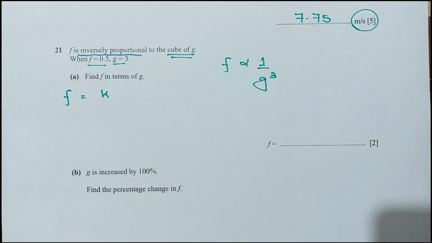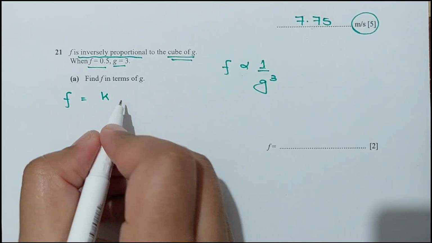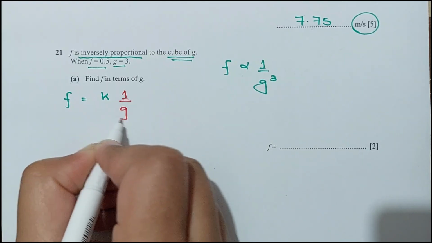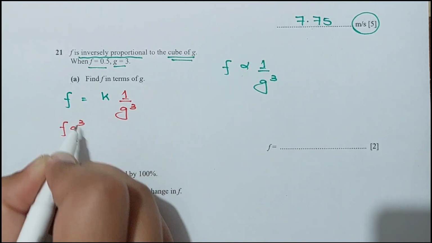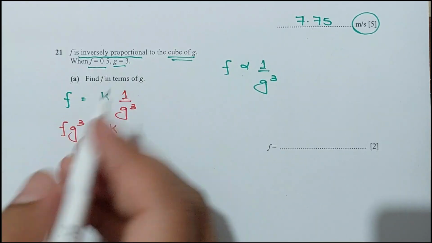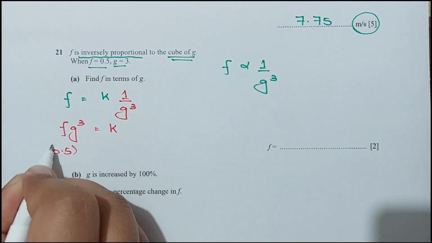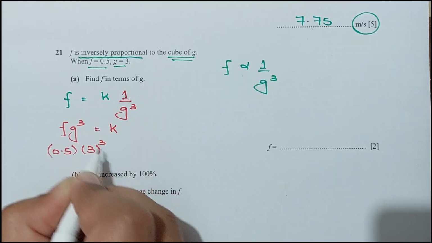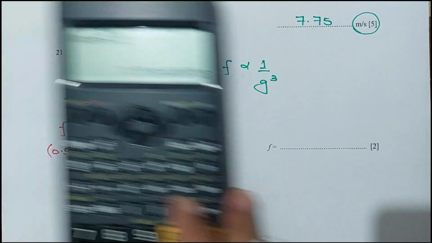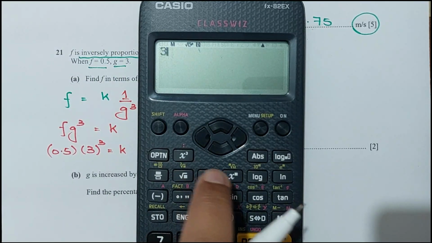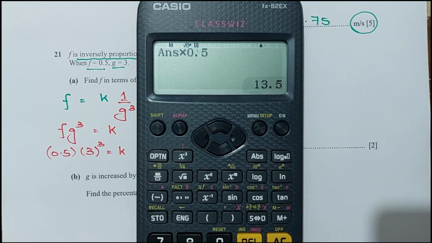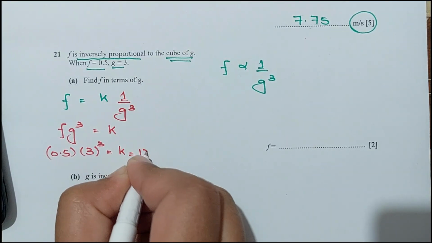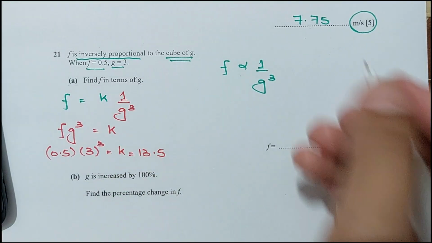I have received many comments asking why you are taking K. You can take any variable, times 1 over G cube. We have to solve for K. Cross multiply: F G cube equals K. So when F is 0.5 and the G value is 3, solving for K: 3 cube is 27, times 0.5, it is 13.5 is the K value. So we are done with K, which is 13.5.